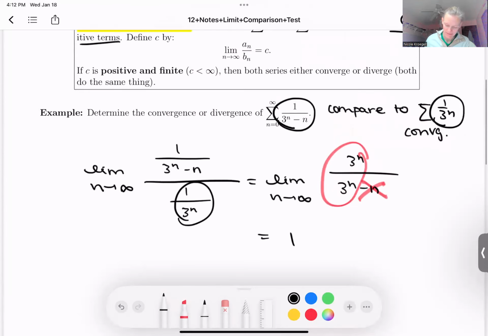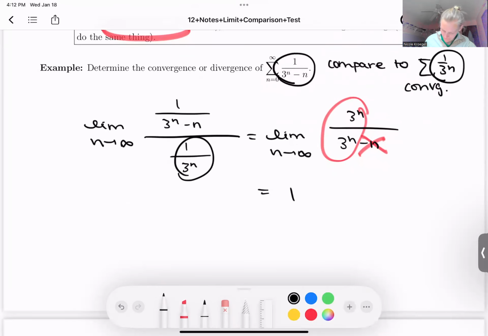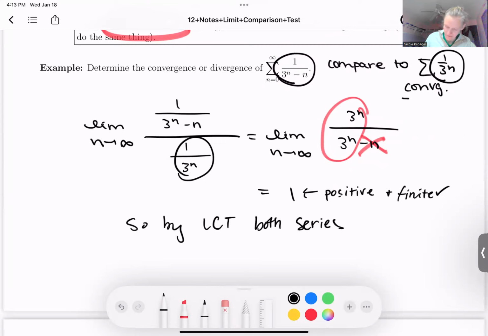And the limit comparison test tells us as long as our final answer is a positive number and is finite, so not infinity, then we have good things. So this is good. This is positive and finite. We need to write that. And so by the limit comparison test, we'll call it LCT, both series do the same thing, and we saw that they both converge. Okay, so that's how the limit comparison test works.